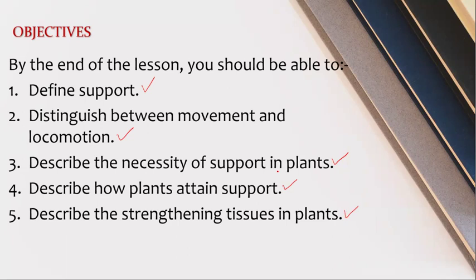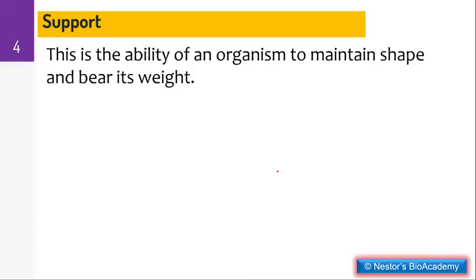So when we talk about the word support, what comes to your mind? We talk about the words movement and locomotion. I know these are not new terms to you. We talked about these in Form 1, but when we talk about the word support, what comes to your mind? Support refers to the ability of an organism to maintain its shape and bear its weight. If an organism is able to maintain its shape and bear its weight comfortably, then the organism is said to have good support.